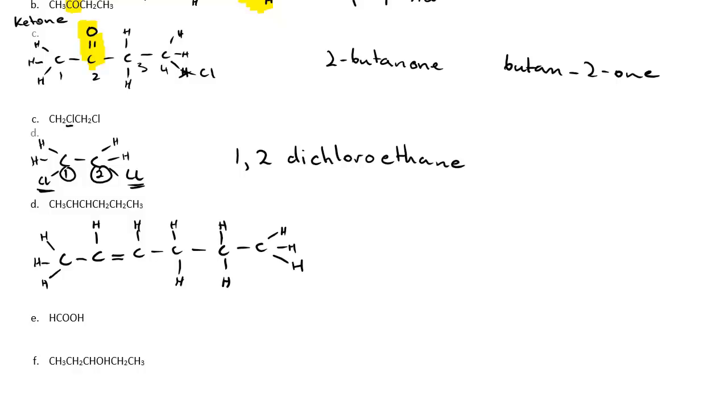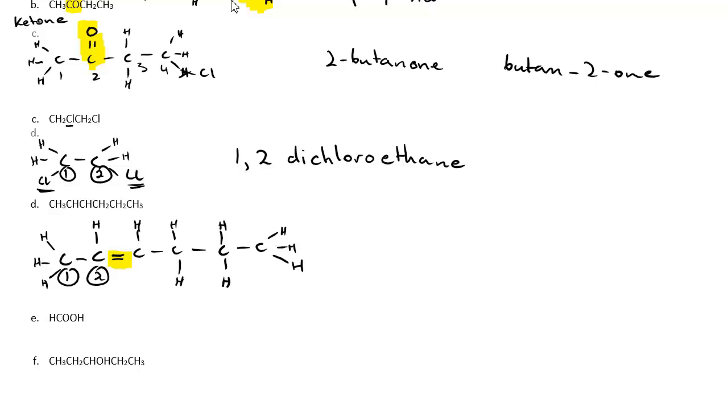Okay, so we have our double bond right here. In terms of naming this, we will count from the side that gives that double bond the lowest number. In this case we'll start from left to right. So on the second carbon we have this double bond. Okay, so we know that there's 1, 2, 3, 4, 5, 6 carbons.